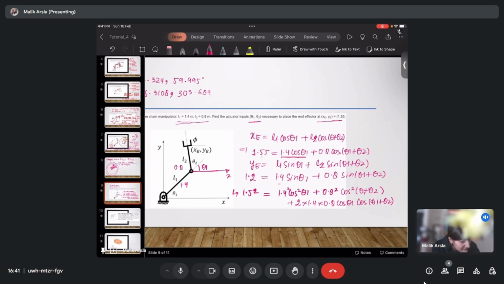And what will be the second equation? 1.2 squared is equal to 1.4 squared sine squared theta 1 plus L2, which is 0.8 squared, sine squared of theta 1 plus theta 2.